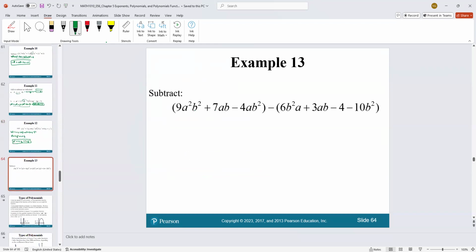We can do more examples like here, but this time there is a negative with the second parenthesis. Distribute that negative, change all the signs inside. The first one stays as is. But for the second one, we're going to have a negative for almost everything.